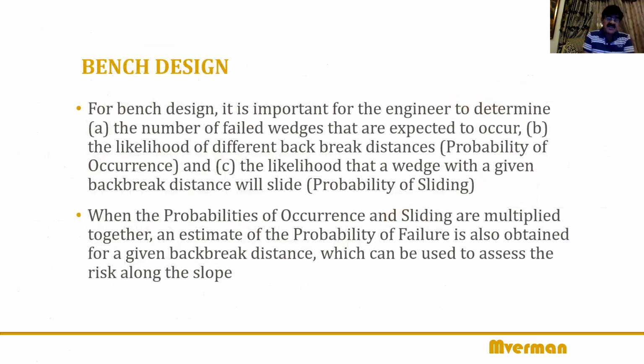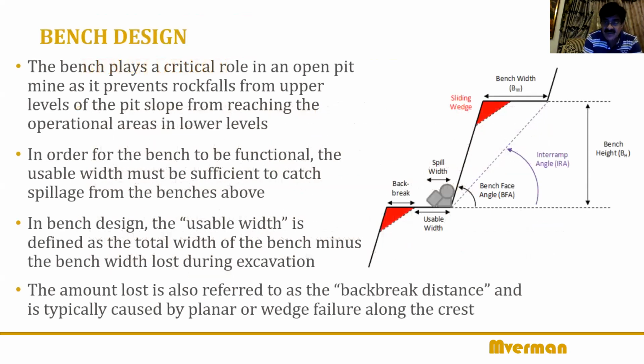So for a bench design, it is important that you, the engineer, should determine, number one, or A, the number of failed wedges that are expected to occur, or in other words, the back break width that can happen, that can be lost. Only then will you be able to design the width of the bench, because the width of the bench will affect two things straight away. If I go back to the picture, it will affect this angle, which is the bench angle, and this angle, which is the inter-ramp angle. Maybe also the height. So bench width is important.